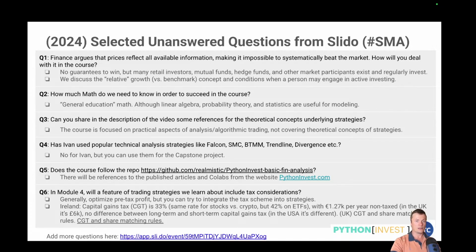Question number 2: how much math do we need to know in order to succeed in the course? I would say general education math. The math is not very complicated, although if you want to understand ML predictions better and go deeper into ML modeling and selecting more complicated algorithms, linear algebra, probability theory, and statistics are useful.